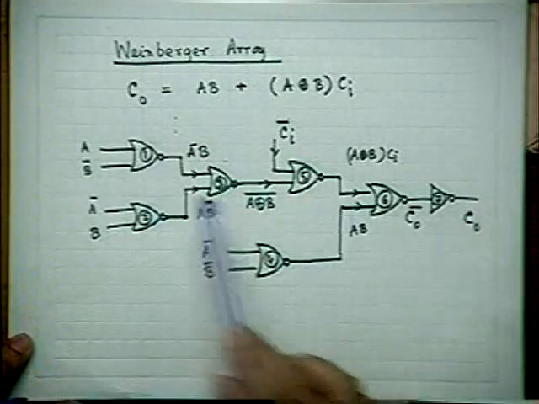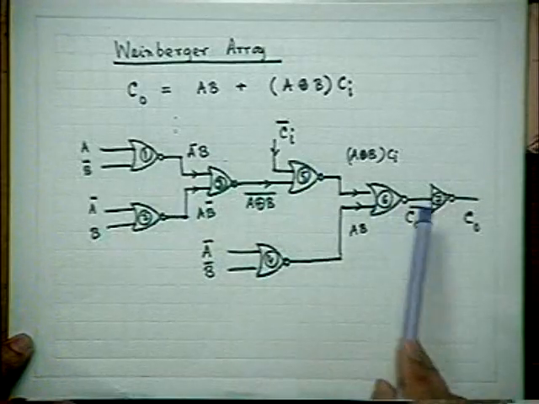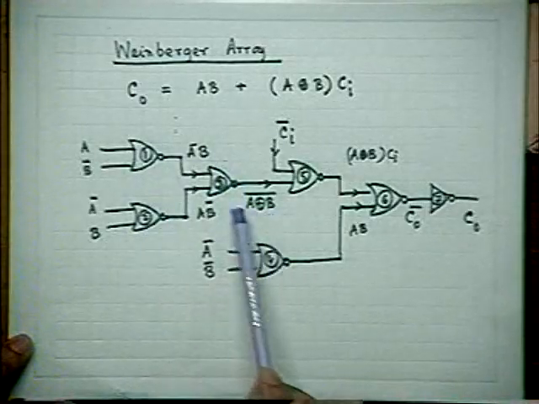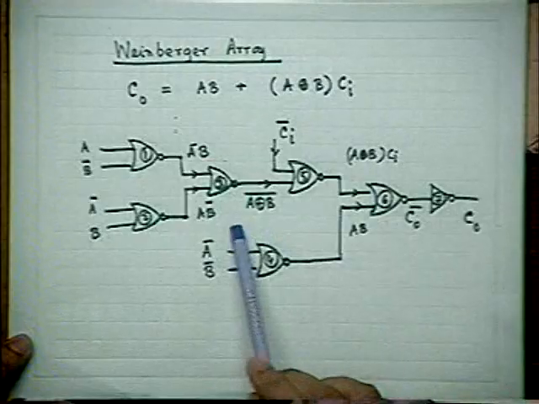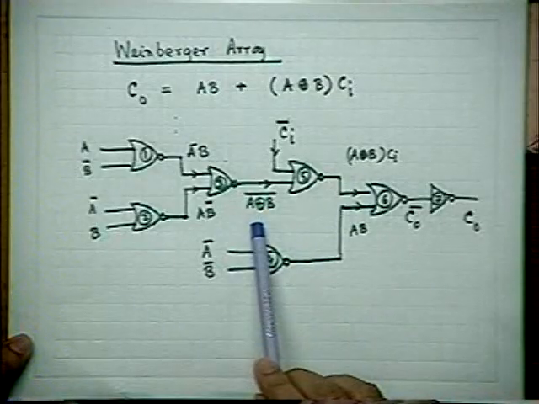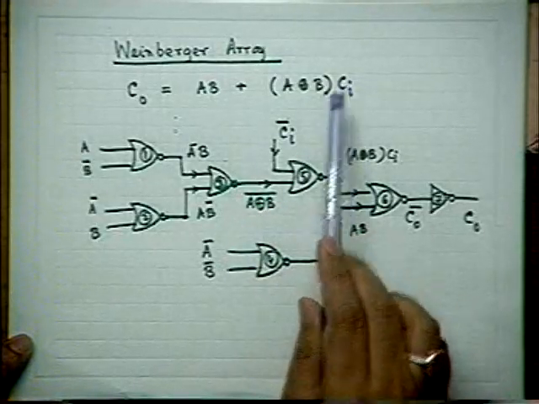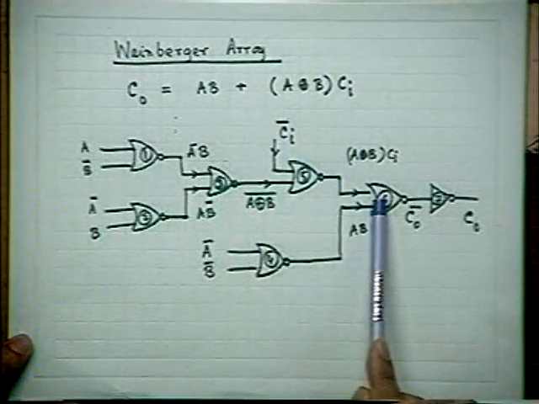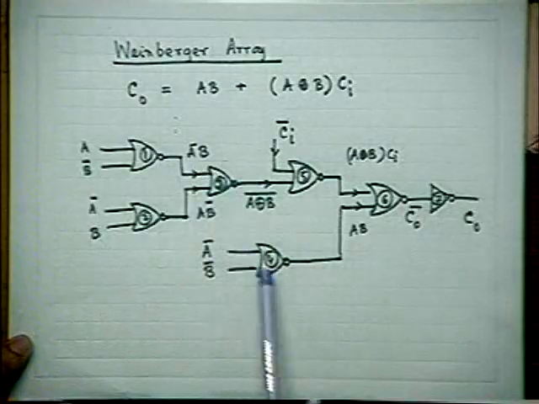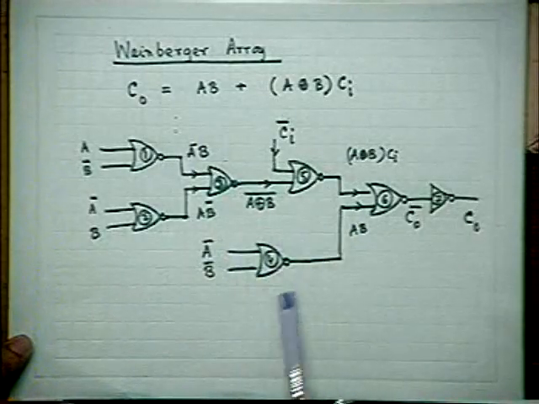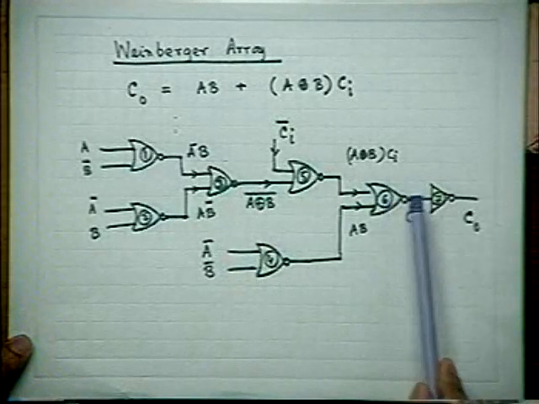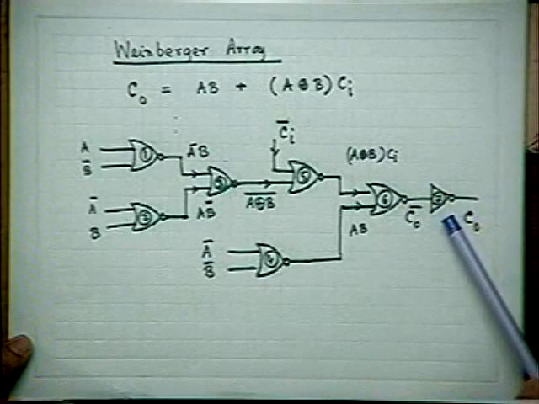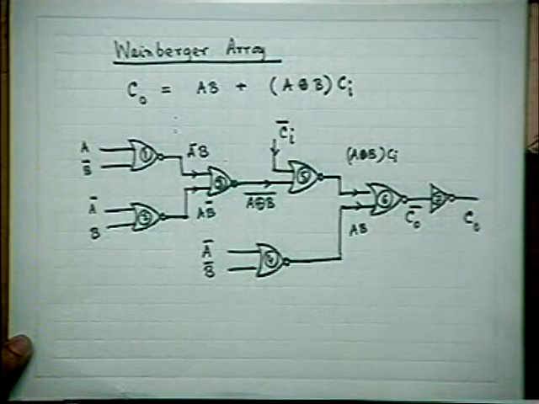There are 7 NOR gates involved. These three NOR gates produce the exclusive NOR, and then combining with CI inverse we produce this function at the output of this NOR gate. Separately, we produce AB here at the output of this NOR gate. I combine them through a NOR gate and again another NOR, in fact an inverter, basically a NOR gate, and we get at the output CO.